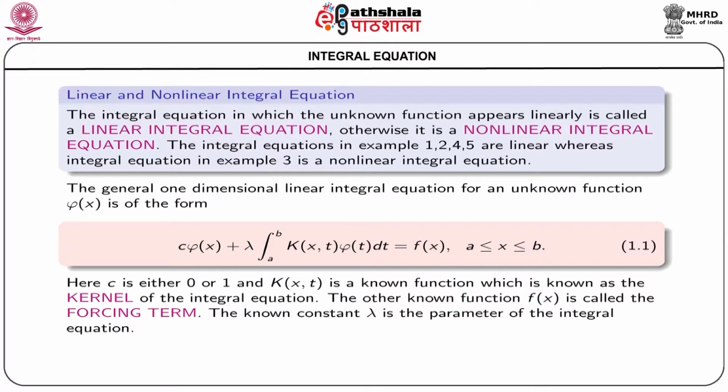where c is a constant which takes the value either 0 or 1. Lambda is a constant which is the parameter of the integral equation. The function k(x,t) is a known function, known as the kernel of the integral equation. Also, the function which appears on the right hand side, that is f(x), is also a known function and is known as the forcing term.